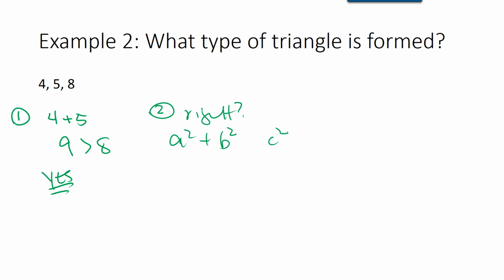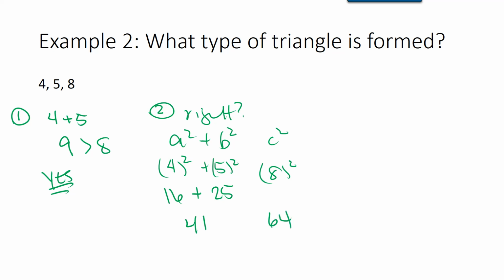Again, the biggest value has to be the hypotenuse, so I'm going to plug in 8 for c, and then 4 and 5 can go in for a and b. It doesn't matter. Typically, again, I put the smaller one in for a and the middle one in for b. So 4 squared is 16, 5 squared is 25. We're going to add those together and we get 41. 8 squared is 64. Now these are not equal. So it is not a right triangle.